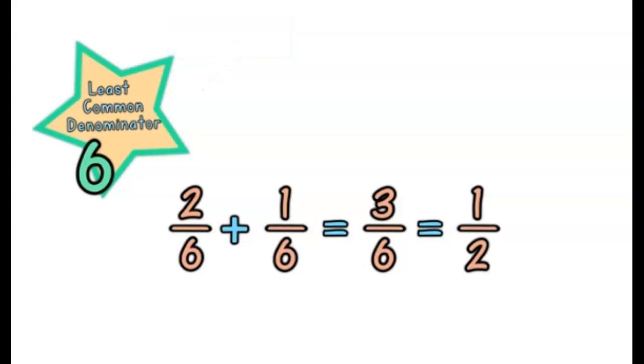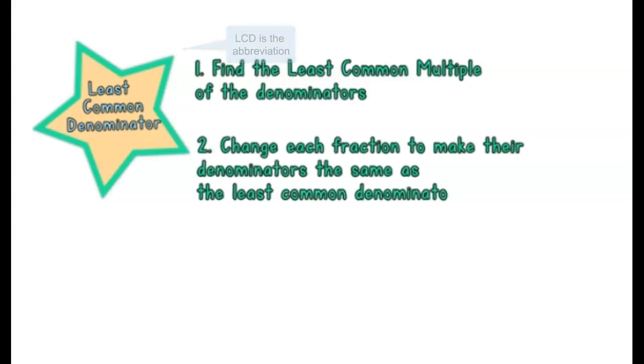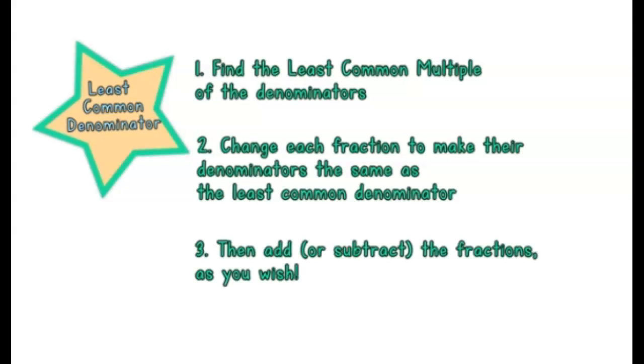What did we do? The trick was to list the multiples of each denominator, then find the least common multiple. In the previous example, the least common multiple of 3 and 6 was 6. In other words, the least common denominator of 1/3 and 1/6 is 6. Here are the steps to follow. Find the least common multiple of the denominators, which is called the least common denominator. Change each fraction using the equivalent fractions to make their denominators the same as the least common denominator. Then add or subtract the fractions as you wish.